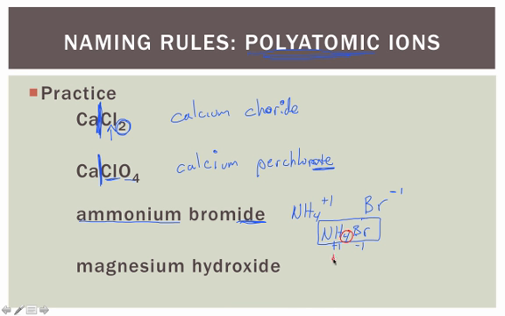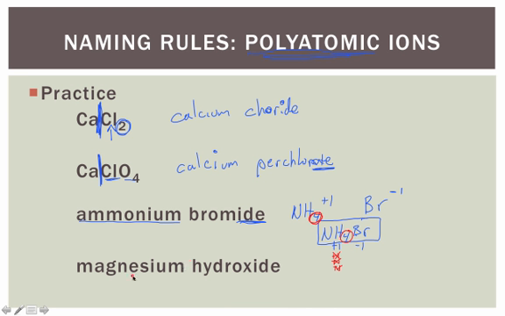Something to watch out for: don't let this 4 fool you. Sometimes people think that this means there's 4 of these, in which case this is +1, +1, and +1. That is not the case. This 4 is part of the symbol for ammonium. We still only have one of those ammoniums. In the next example, we'll talk about how to handle situations where you have multiple of your polyatomic ion and how we handle these 4s down here in that scenario.